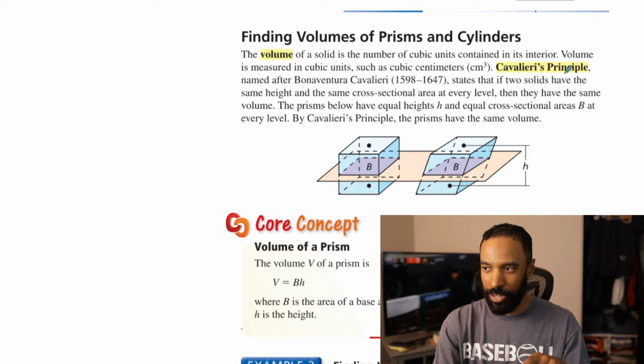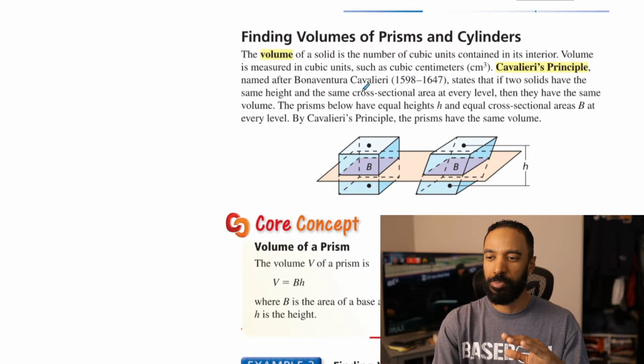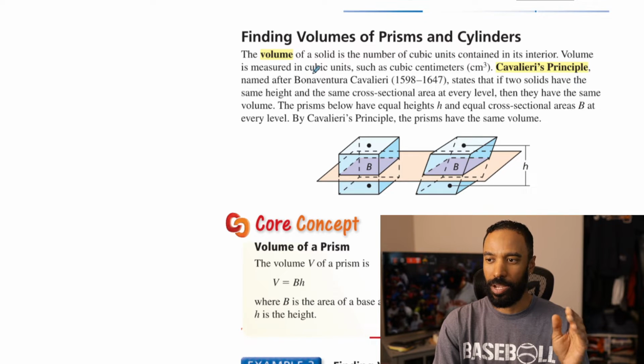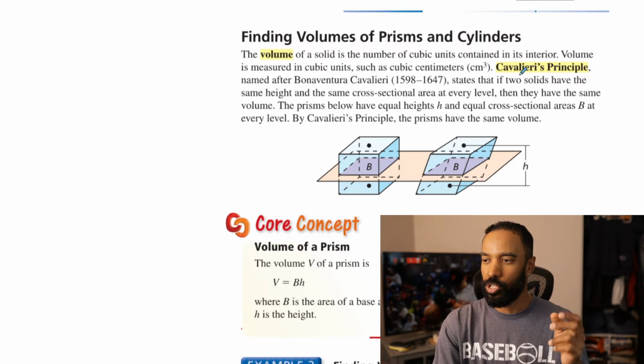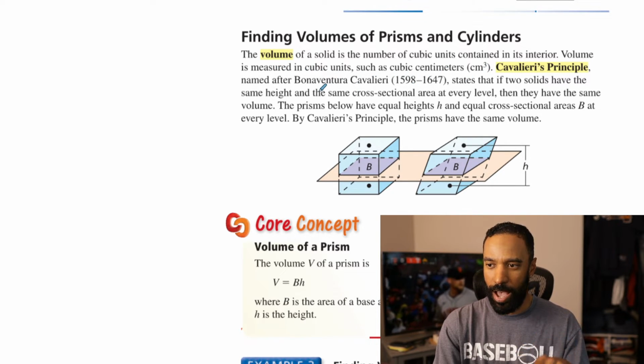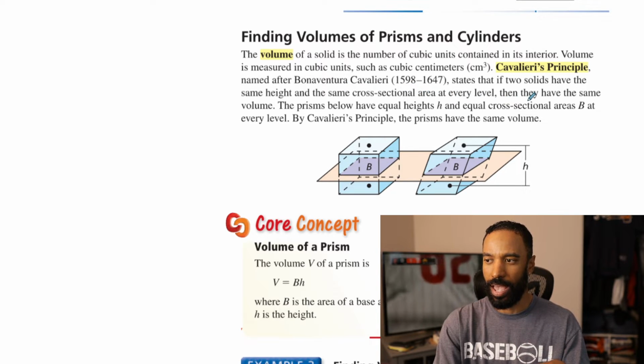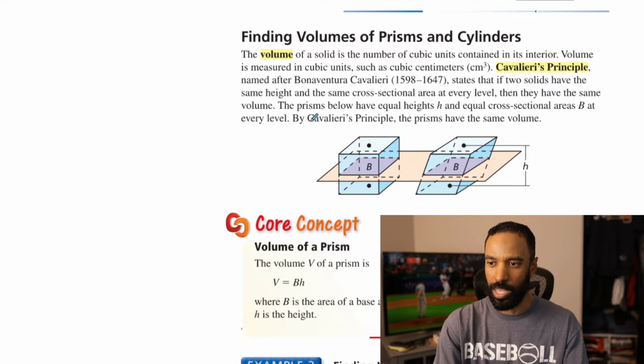Here's this part. Cavalieri's principle, I'll call him Cavalieri. Cavalieri's principle, named after Bonaventura Cavalieri, states if two solids have the same height and the same cross-sectional area at every level, then they have the same volume.